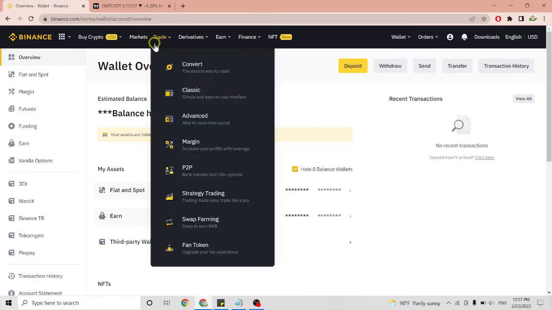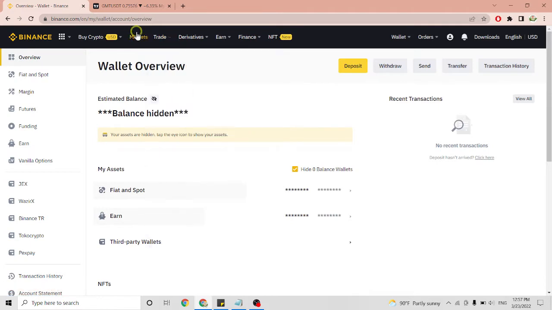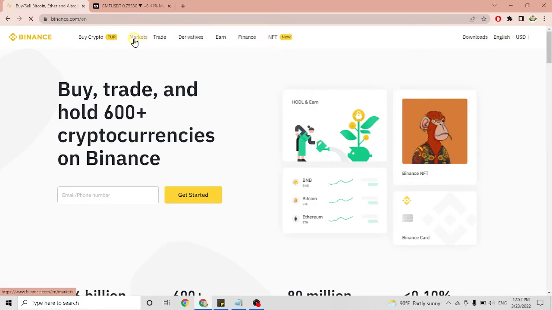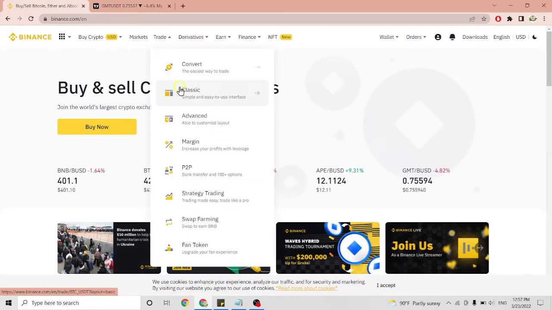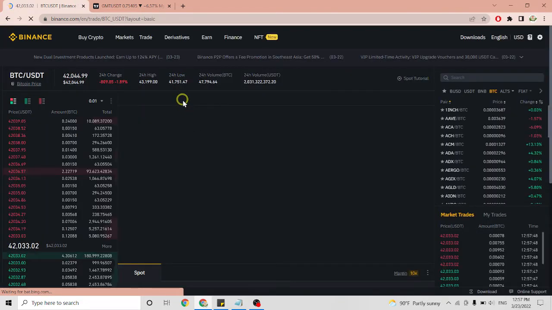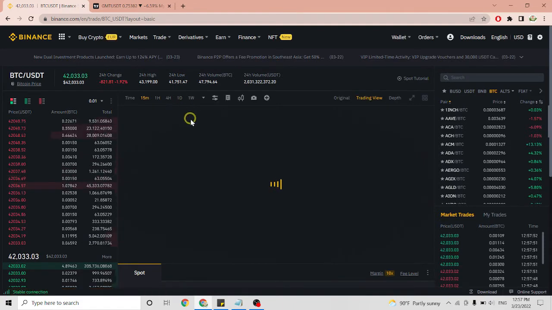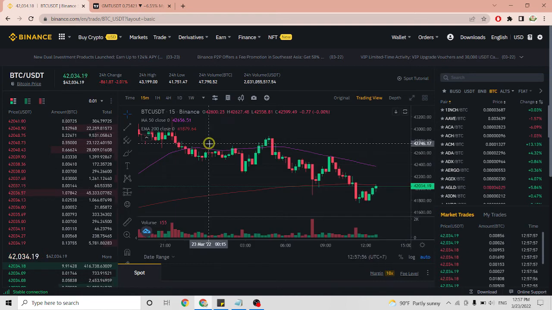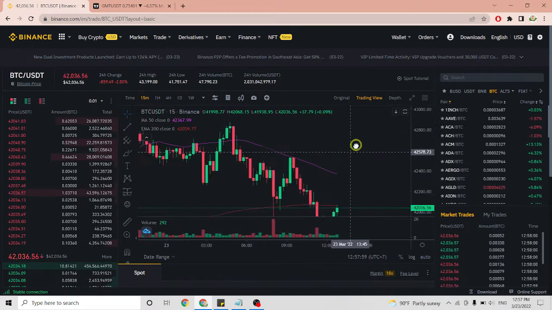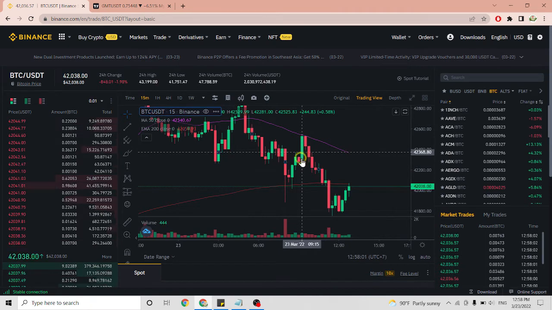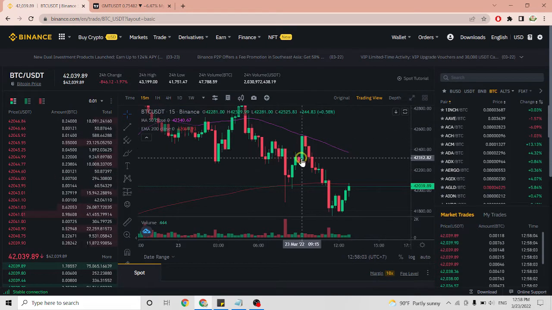So candlestick, okay. Go to your Binance.com, and click on trade here, classic. So we do trade on basic. Okay, so this is the candlestick. So you see the blue. This is candlestick. This is also candlestick.